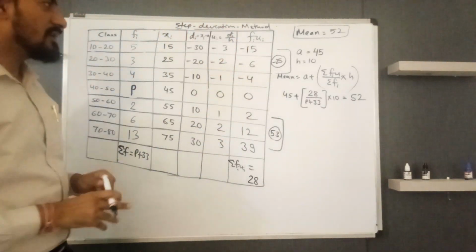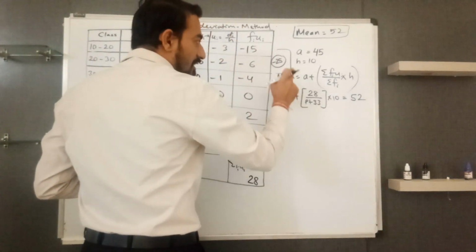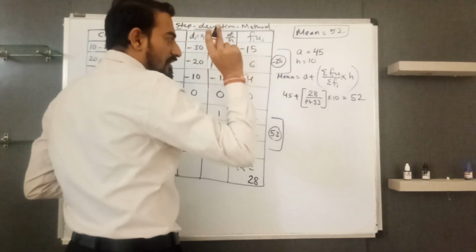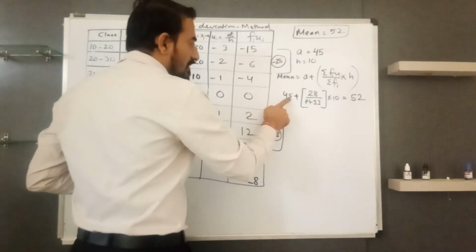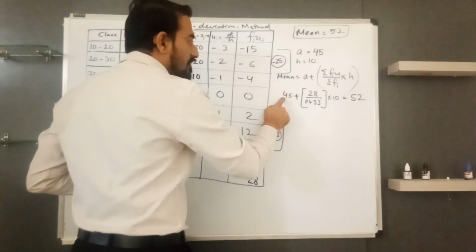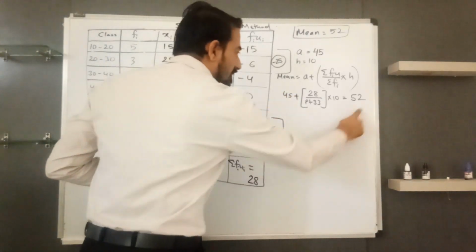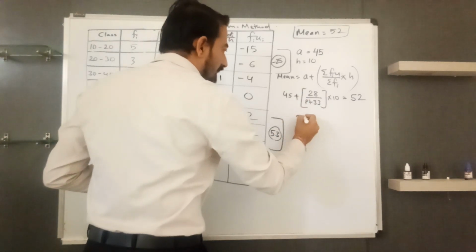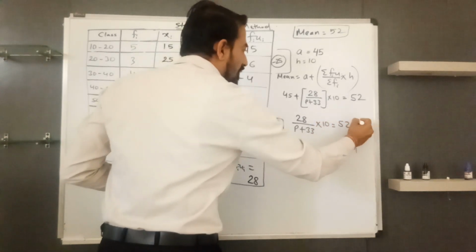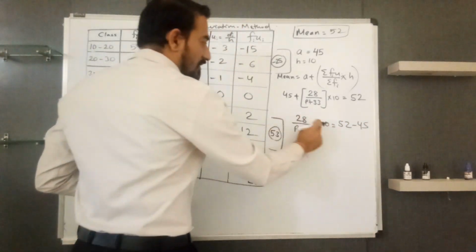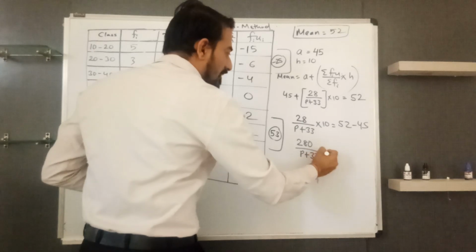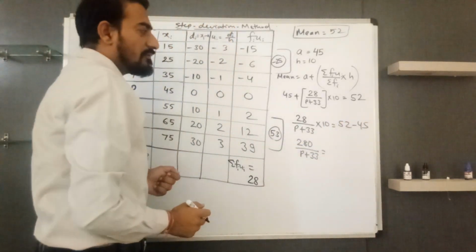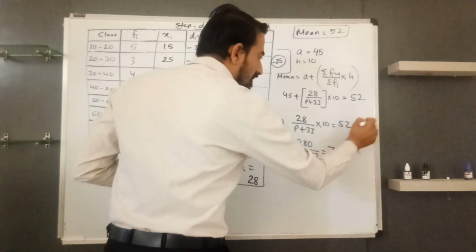Mean is given as 52. At the first step, in case of two missing frequencies or in case of one missing frequency, after placing the value, first change the sign of the value of assumed mean. First change its sign. So what will we get? 28 by p plus 33 times 10 is equal to 52 minus 45. Now their product, 280 by p plus 33 is equal to 52 minus 45. What will we get? 7.